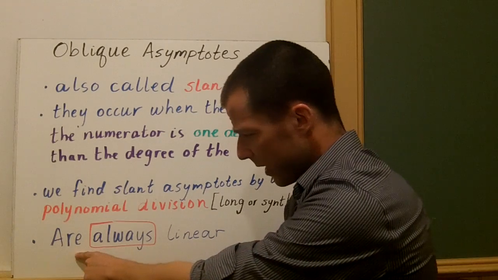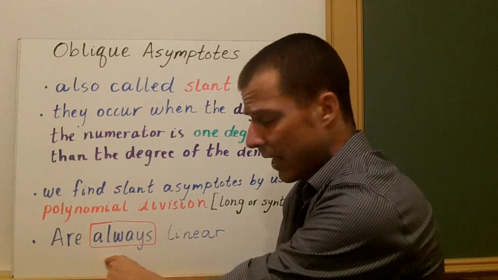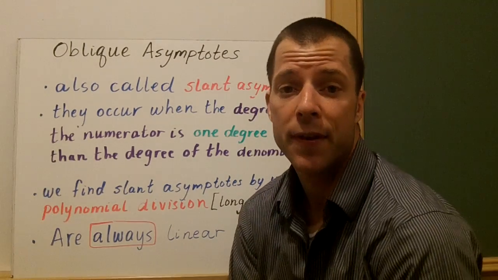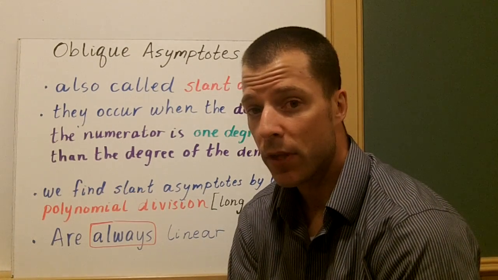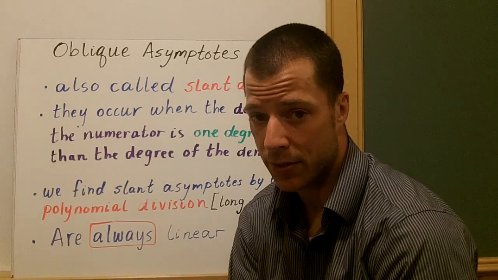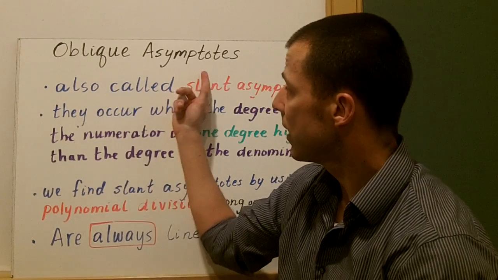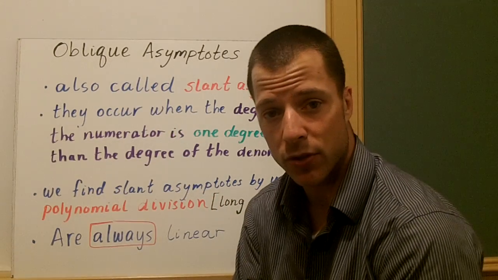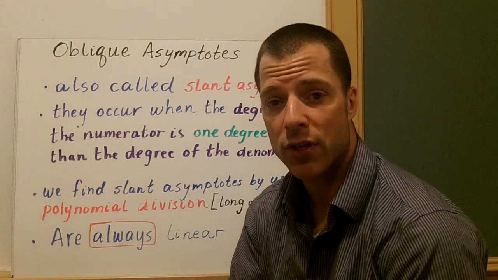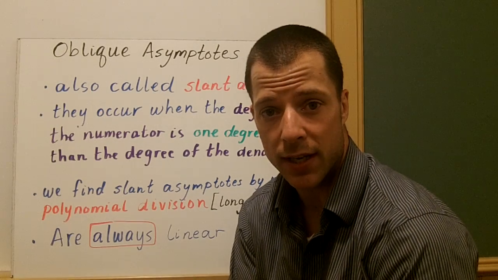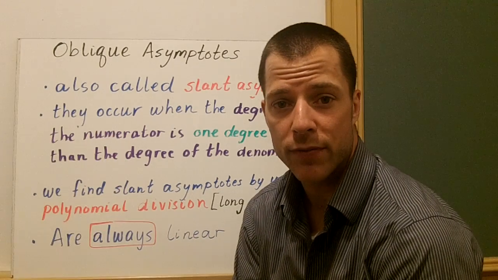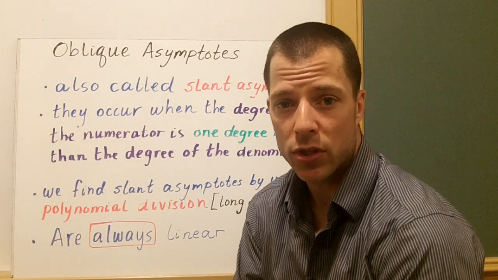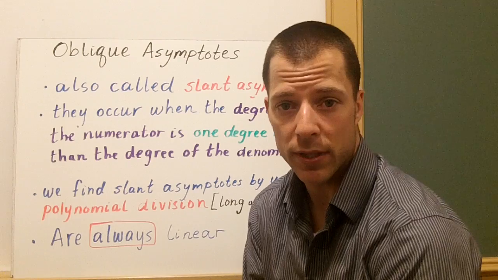And it's important to realize that these oblique asymptotes are always lines. The other thing to realize is that if you have an oblique asymptote, you are not going to have a horizontal asymptote. So oblique asymptotes are similar to vertical and horizontal, meaning a graph is going to get really, really close to these lines. So we're going to look at an example of polynomial division, and then we're going to look at how to find these oblique asymptotes.